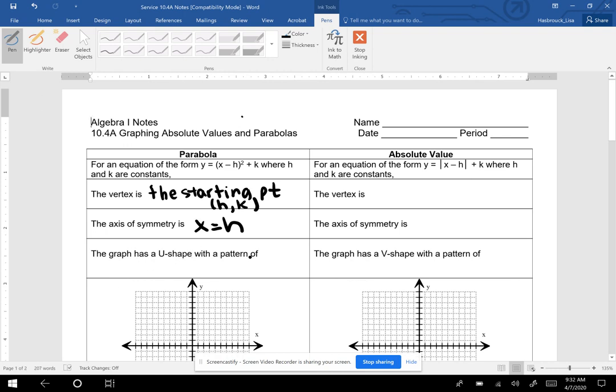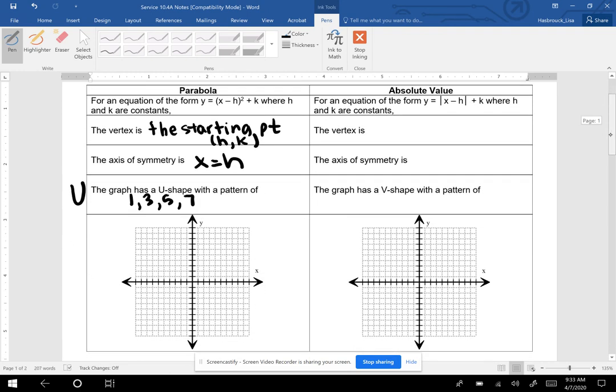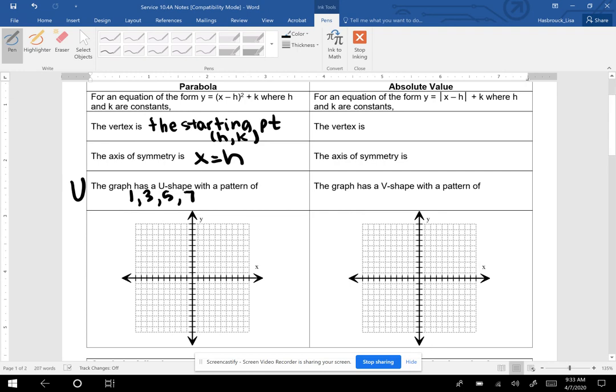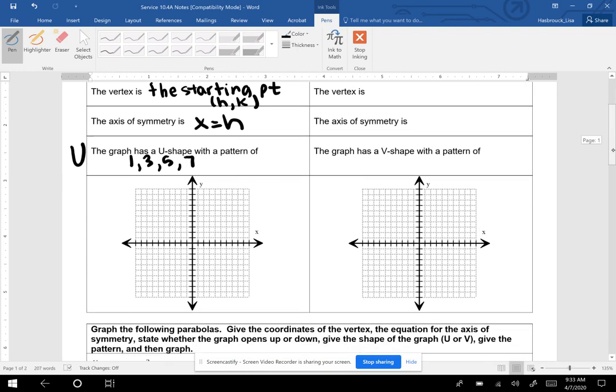Now this graph has a U shape. So it's going to look like a U, either right side up for these purposes. Later on, it could be upside down. We'll go over that in this next set of notes. And the pattern you use to draw the rest of your points once you plot the vertex is 1, 3, 5, 7. Okay.